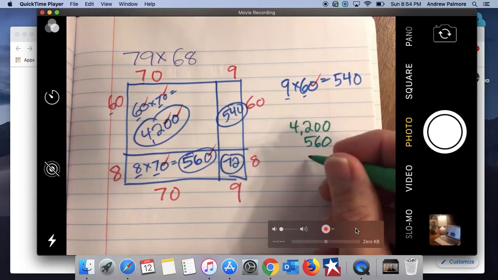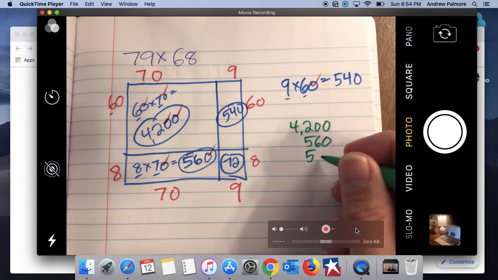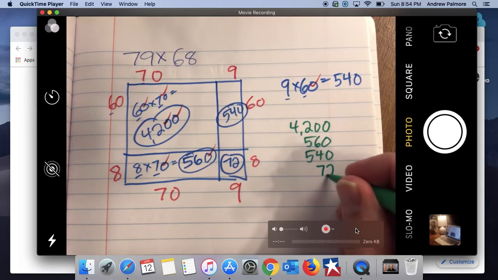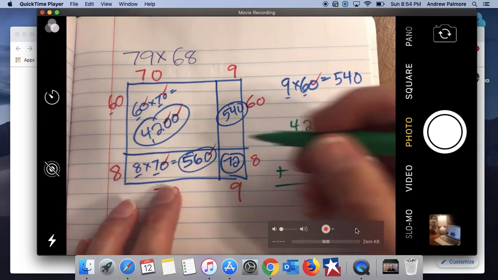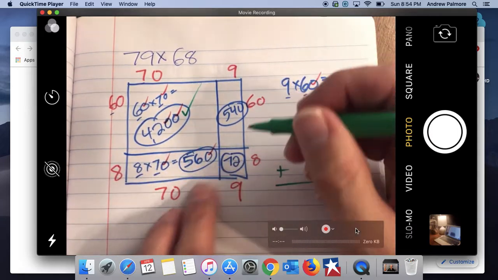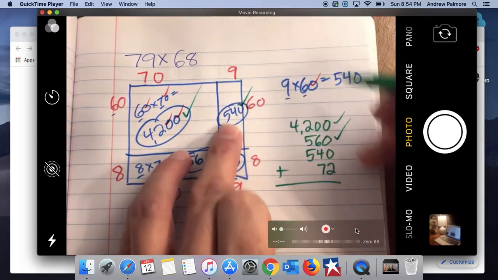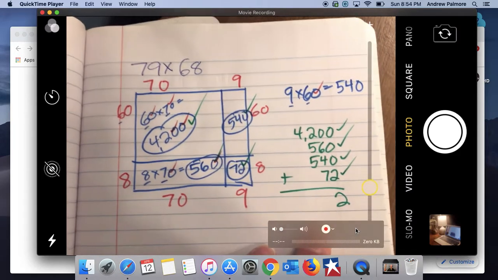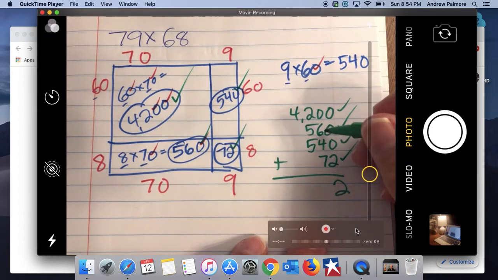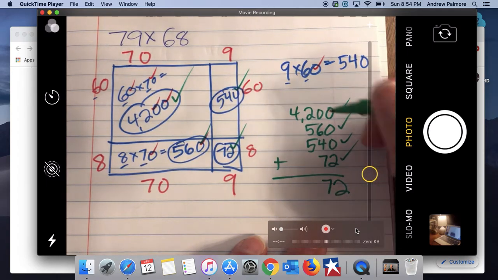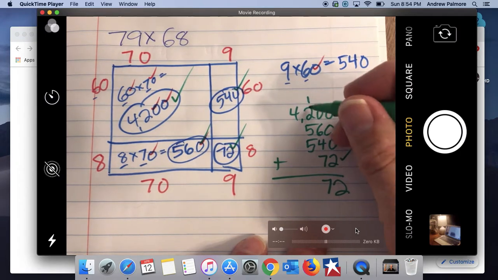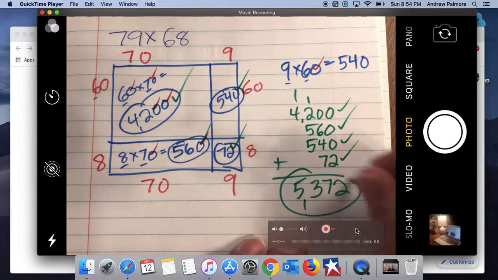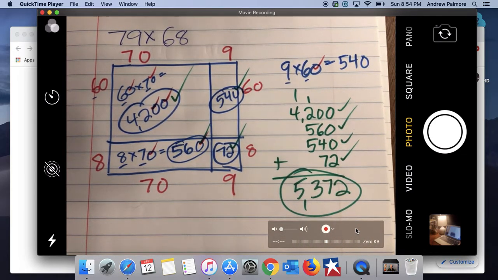and I'm trying to write big enough so that I can keep everything organized. You don't want to do real big or real small. You want to kind of keep it organized on the line. Okay, so now I'm going to check off. Okay, say 4,200, check. 560, check. 540, check. 72, check. Okay, that makes it 2. This makes 6 and 4 make 10, plus 7 makes 17. 5 and 5 make 10, plus 3 more make 13. So we have 5,372.